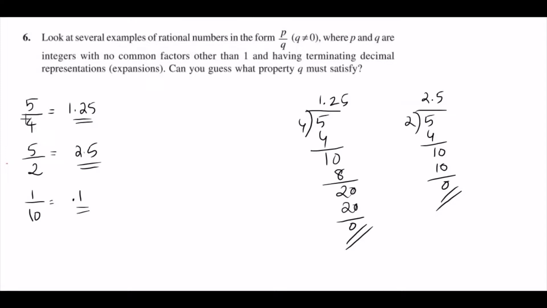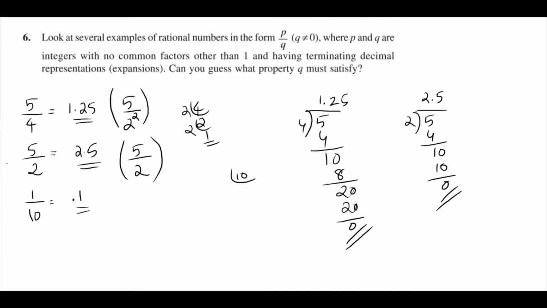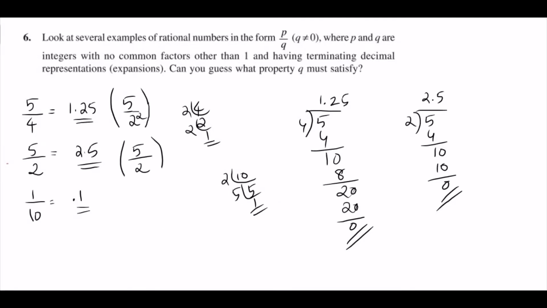When you factorize the denominator, you can see a property. That is, factorize 4, you get 2 and 2. That is, when you factorize 4, you get 2 square. And similar way, if you factorize the denominator 2, you get 2. And if you factorize the denominator 10, you get 2 and 5. That is 2 and 5 as the factors.